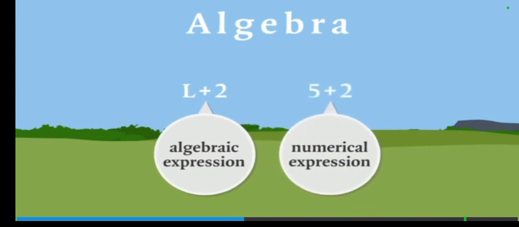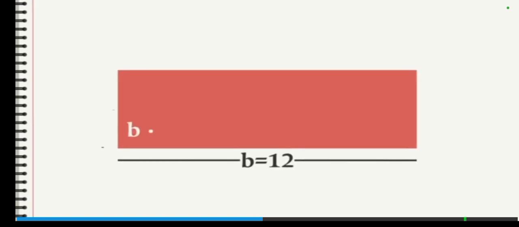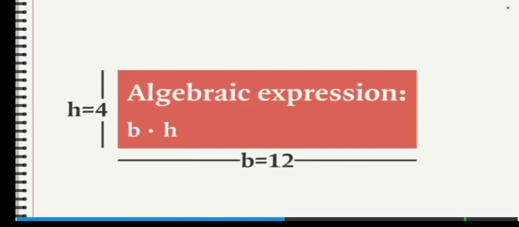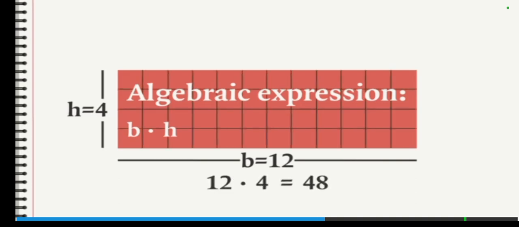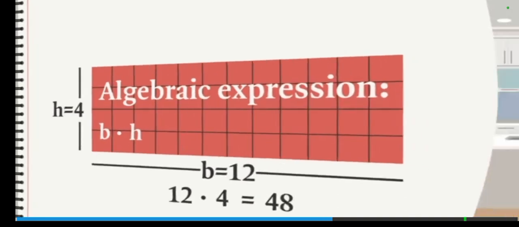Here's another algebraic expression that you will surely recognize. The base times the height. It's what you do to calculate the area of a rectangle. The algebraic expression b times h applies to all rectangles, not just this one. To calculate the expression's value, we plug in the numerical values for the base and height and get 12 times 4, which equals 48. Shall we take another example?